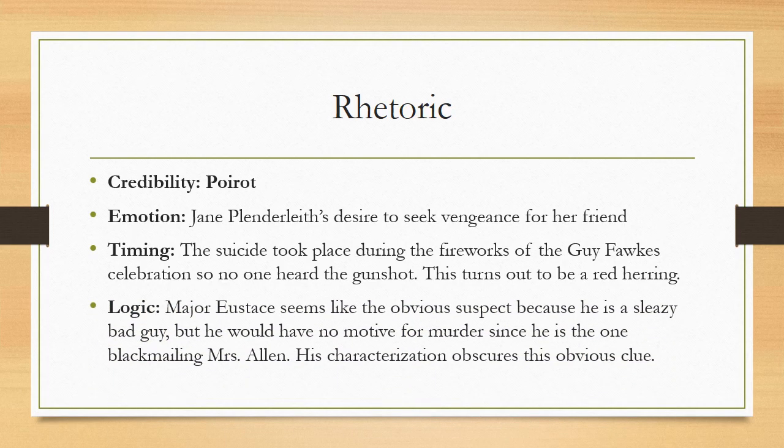Finally, logic. Christie uses logic and our emotions as an audience to divert our attention. Major Eustace seems like the obvious suspect because he is a sleazy bad guy, but he would have no motive for murder since he is the one blackmailing Mrs. Allen. His characterization obscures the obvious clue.